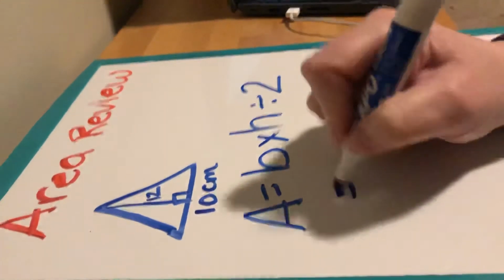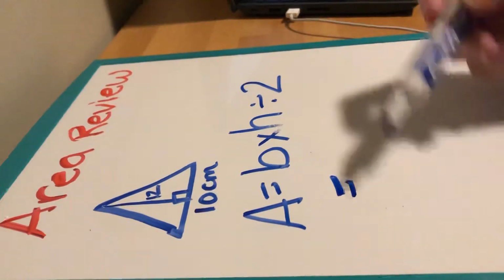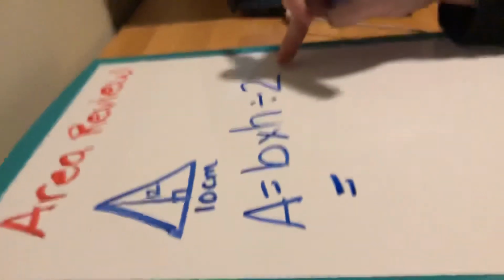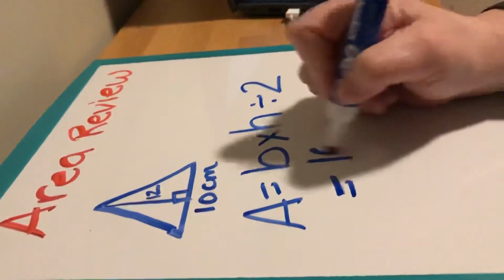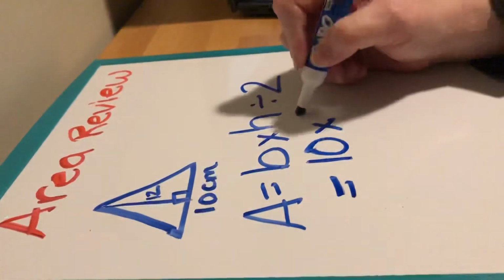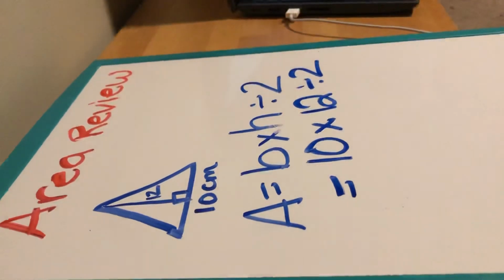So we're going to plug in our numbers. Again, notice my equal signs are going to be nice and straight coming down. My second line, after I've put on the formula, is always going to be plugging in the numbers. So my base is 10. My height is 12, and part of the formula says I have to divide by 2.